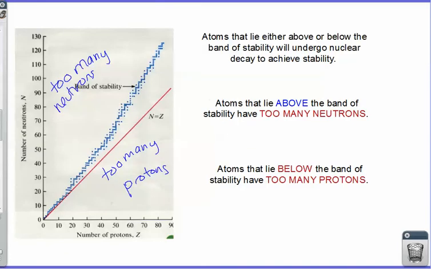Okay. So either we have too many neutrons or too many protons. On this graph, we have that blue line, which represents the stable isotopes. So depending upon how many protons and neutrons you have, determines if it's on that band of stability or if you have too many protons or too many neutrons. So if they're above the line, they end up having too many neutrons. If they're below the line, they have too many protons.